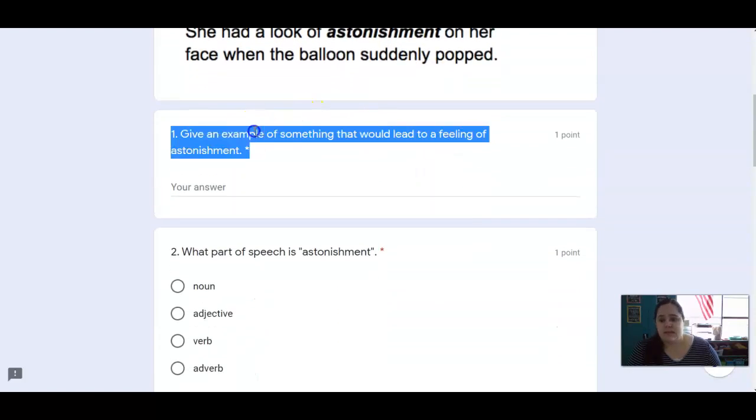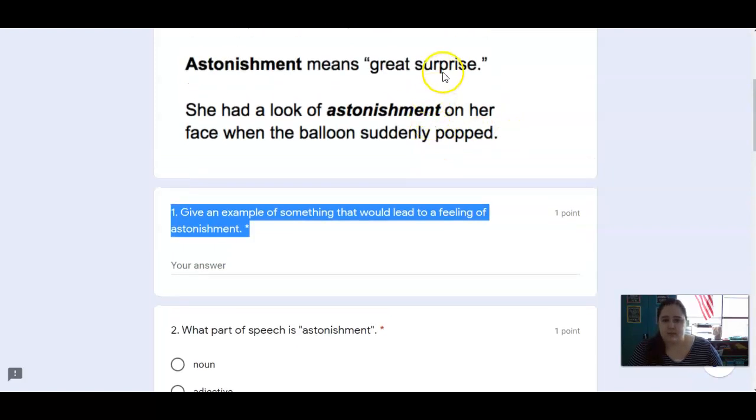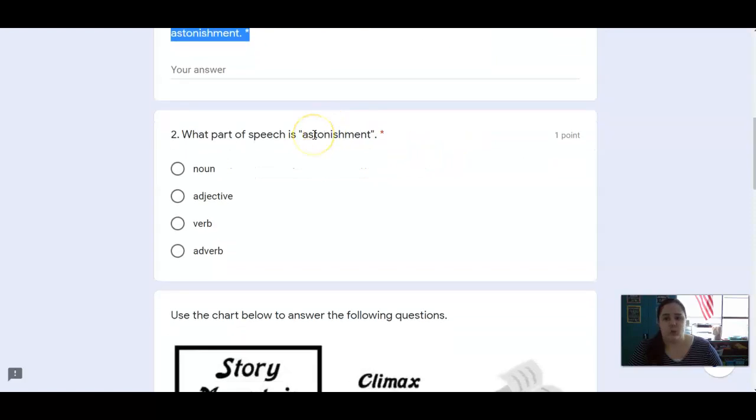So number 1, give me an example of something that would lead to a feeling of astonishment. So the example up here was talking about the balloon popping. What is something else that would make you astonished, that would make you surprised? And then tell me, what part of speech is that word?